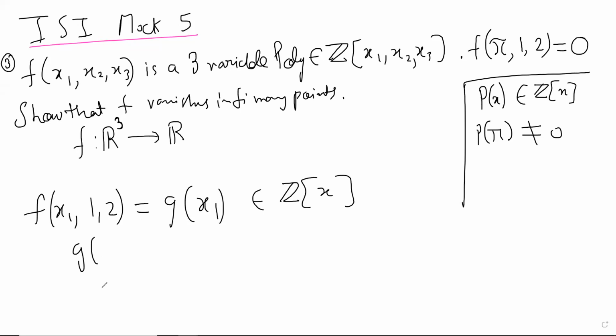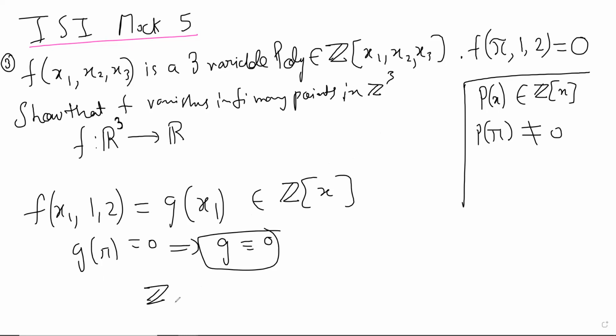No, it can have irrational roots, right? Obviously. So it will not work for any polynomial, that's why you were saying that. So G of pi equal to 0 implies that G is identically 0, which means it will have infinitely many roots, and in fact infinitely many points in Z cubed, meaning integer roots. So in fact Z, Z comma 1 comma 2, all of this will be roots.